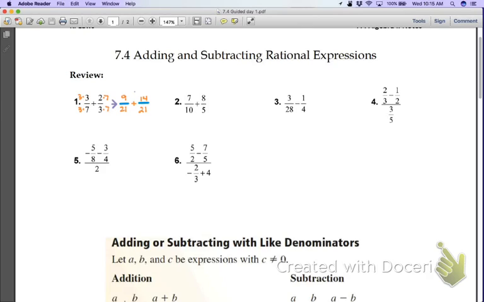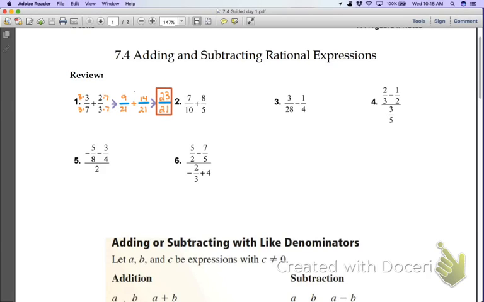So 9 plus 14 is 23 over 21. If I can simplify it, simplify it. If I can't, just leave it as is. Okay, so 23 over 21.